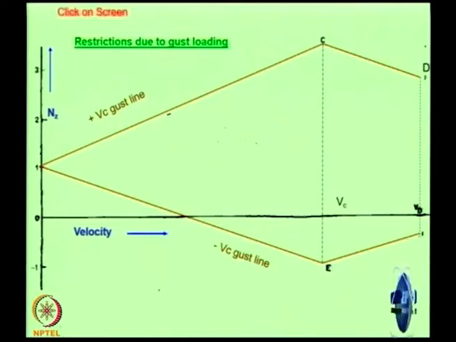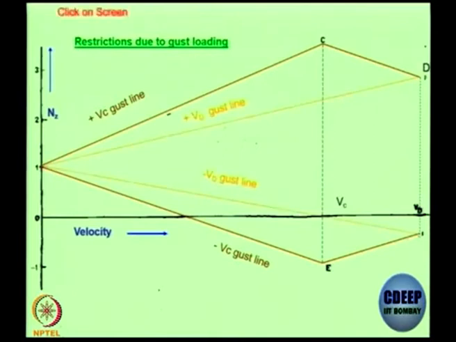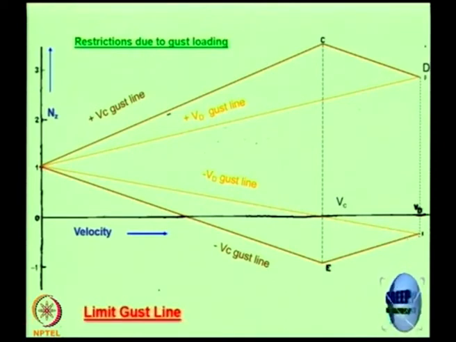And when you go beyond Vc up to Vd, the values are half, 12.5 and 25. If I go back to the graph, you will remember the values were 50 and 25 up to Vc, and they were 25 or 12.5 above Vc up to Vd. So you get this kind of a line. Now, the negative gust lines are going to be a little bit inside. So these are called the limit gust lines.